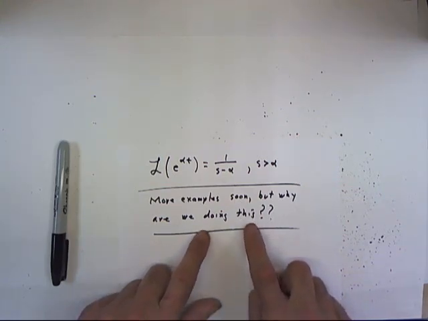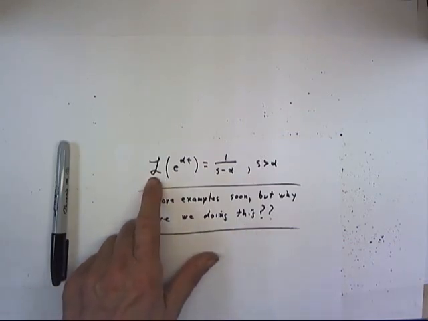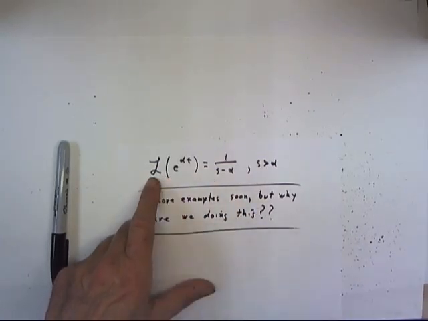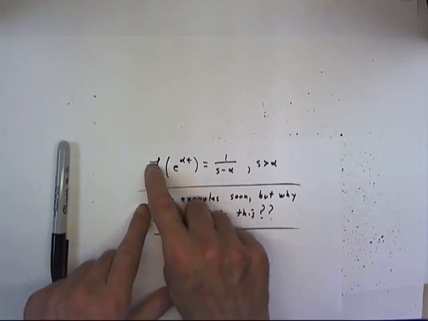Well, before I talk about why we're doing this, let me introduce just a little notation. I've used big F of s for the Laplace transform of a function, little f of t. I also use this notation.